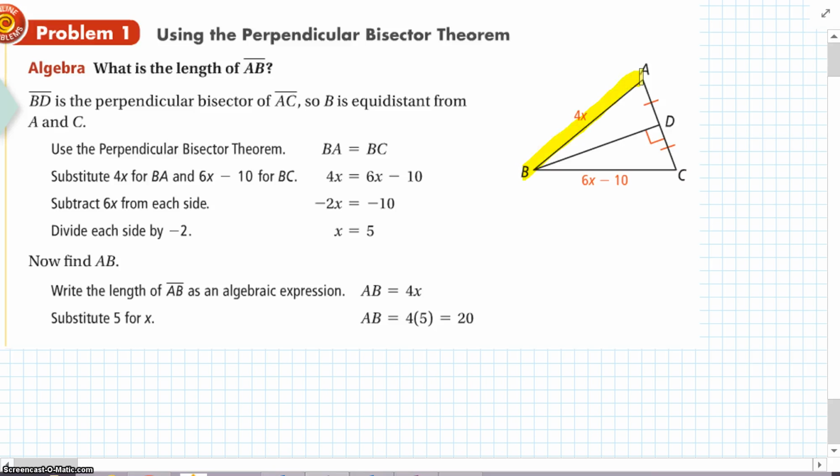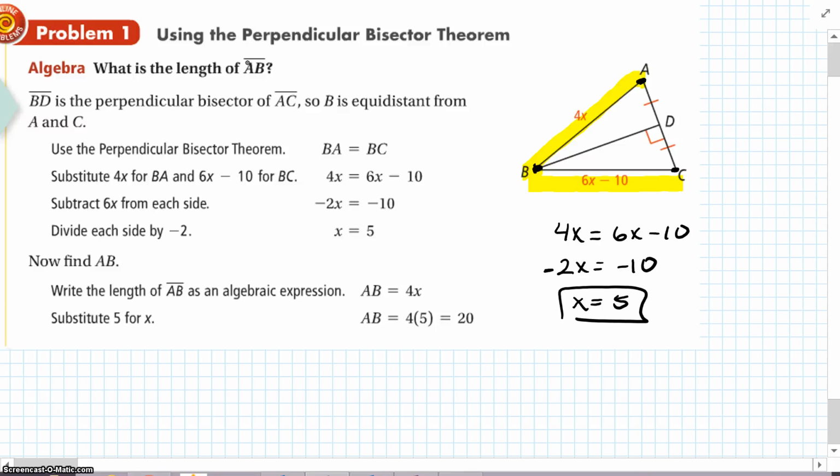Okay, so we know AB is 4x, and we know BC is 6x minus 10. Well, we know from just looking by inspection, BA must be equidistant to BC because BD is the perpendicular bisector of AC. So we can say 4x equals 6x minus 10. So let's subtract 6x from each side. So we're going to get negative 2x equals negative 10. Divide each side by negative 2. x is going to equal 5.